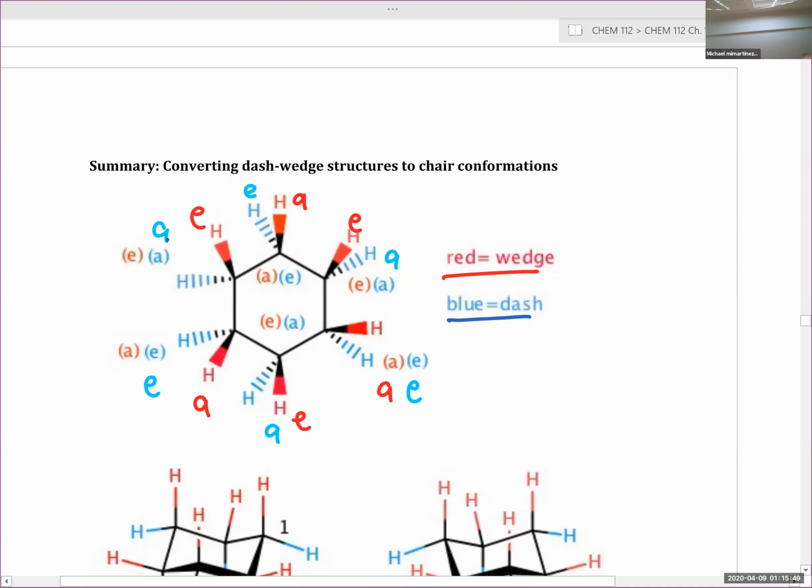This is a nice reference to keep as a little cutout in the back of your note set, just in case you're ever staring at a cyclohexane ring and you're not sure whether to put something in the equatorial or axial position. So let's take a look and make sure this mapping method does work, okay?